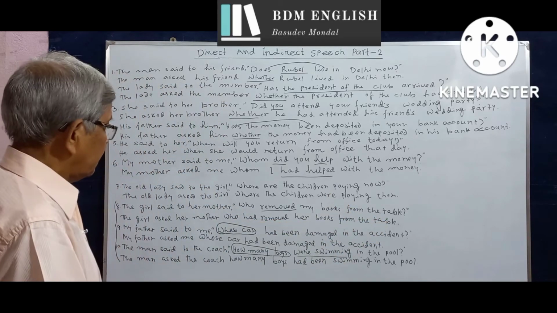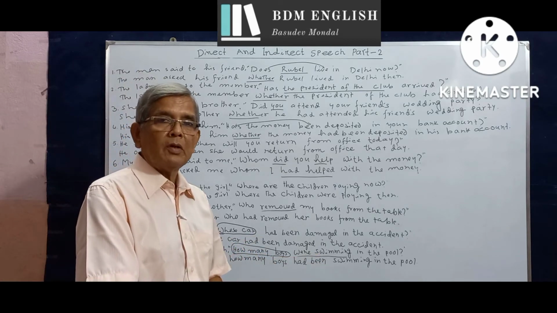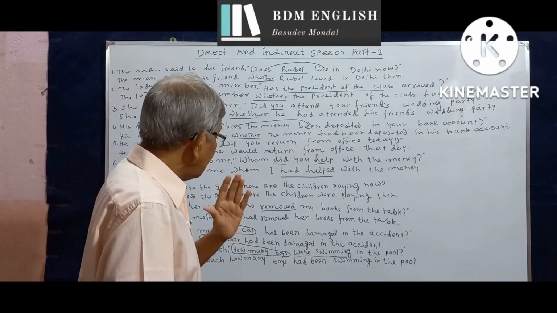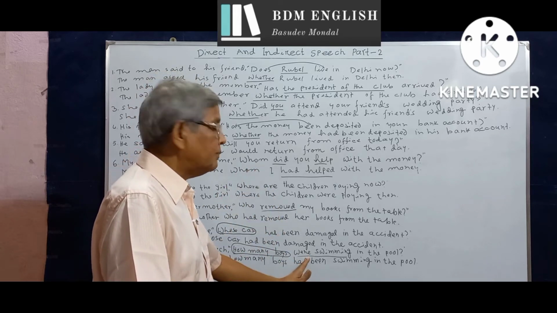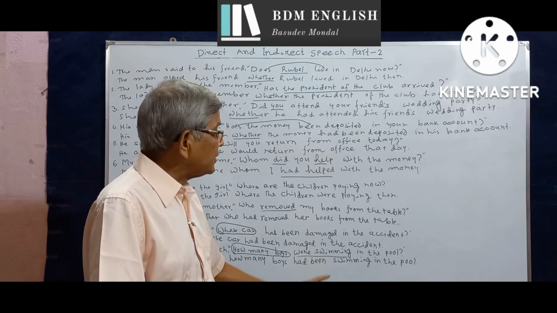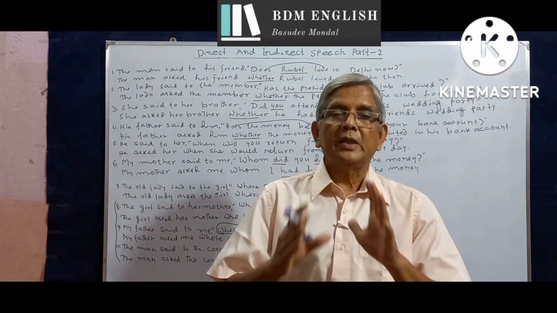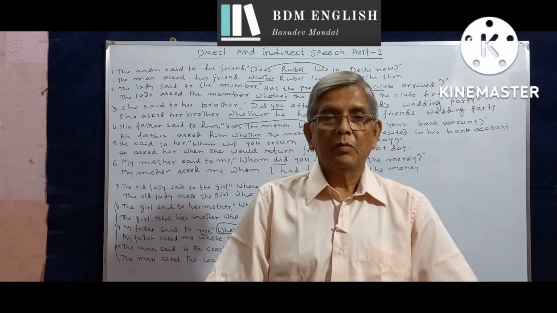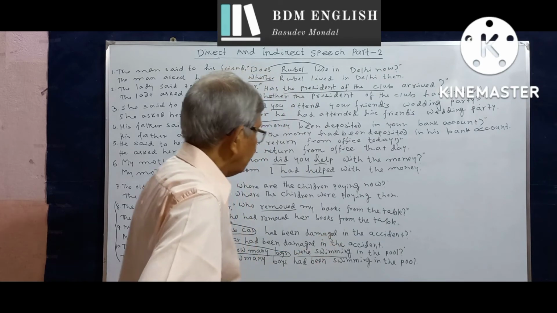In number 10, the verb phrase is were swimming, past continuous tense active voice. But there is no noun, noun phrase, or pronoun after the helping verb. Yet these are correct interrogative sentences. Why does it so happen? What is the grammar point here? Listen to me carefully.